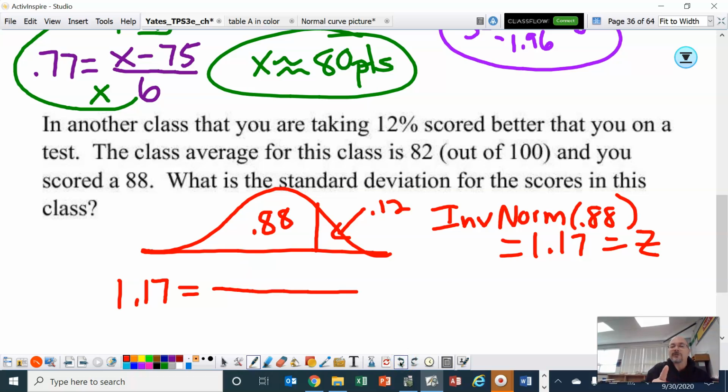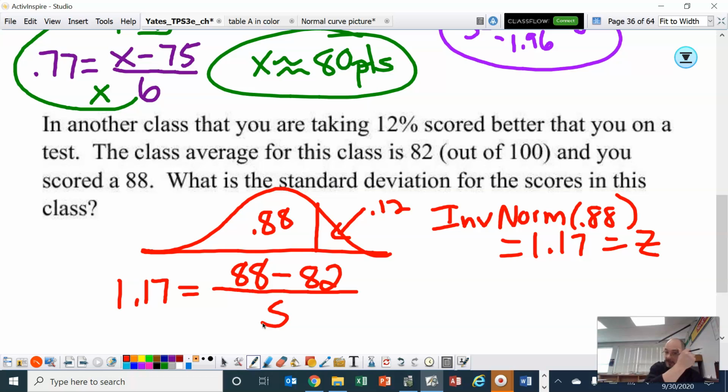The class average is 82, so that's going to go behind the minus sign. You scored an 88, so 88. And we want to know the standard deviation. Okay, so it's just like that other problem we did. We have to go backwards and we have to find the standard deviation.